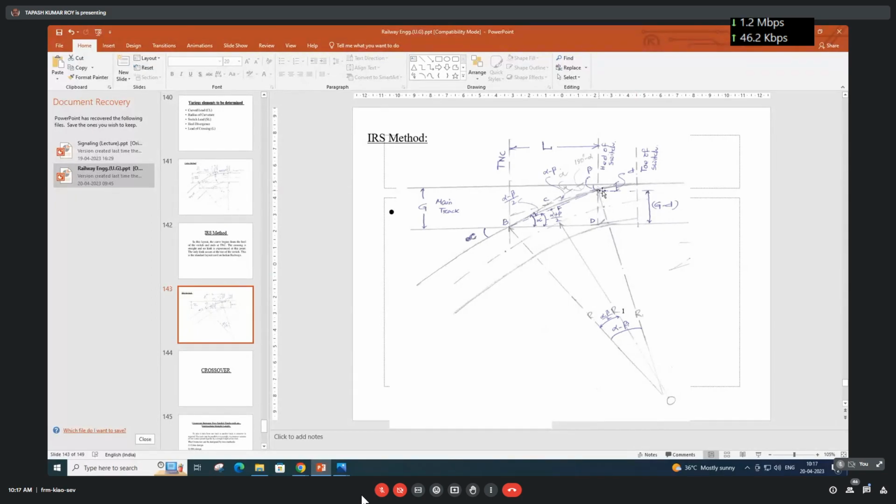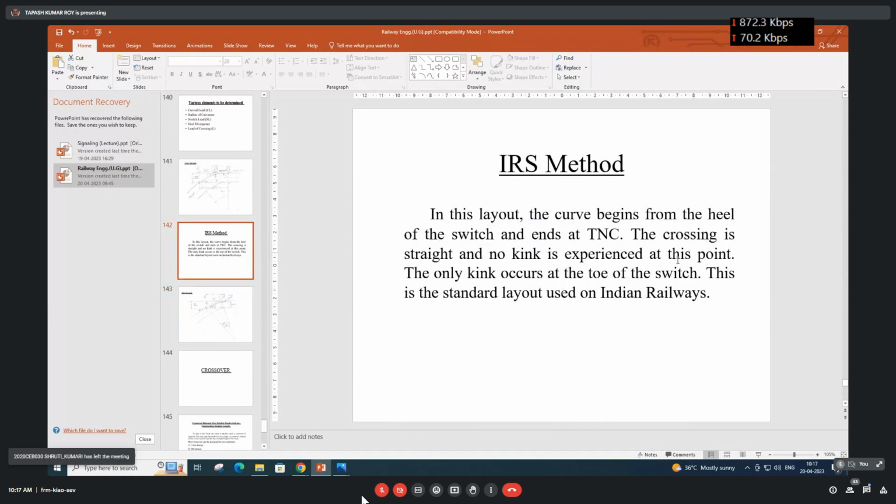In any structure, if it is fixed in here and we pull it by means of a stretcher bar in this way, bending will occur. So the bending moment will be generated in here, and stress and twist will be generated maximum in this portion. IRS method considered that one. The only kink occurs at the toe of the Swiss, and this is the standard layout of the Indian railway. So this is another difference between the IRS method and the Coles method. In case of Coles method, they have considered 3 kinks, and in case of IRS method, they have considered only 1 kink. Always keep it in mind.